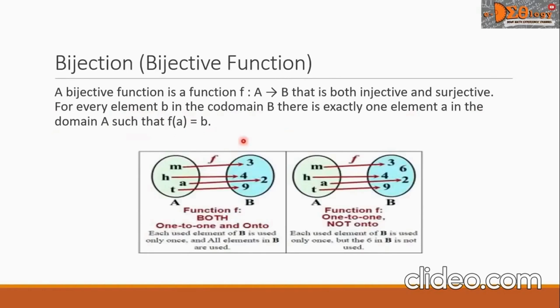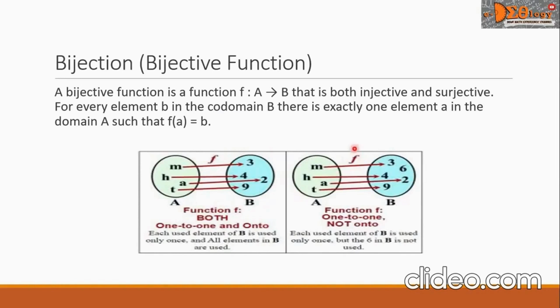For illustrations, I have here again two functions. The first function is 1-to-1 because each element used in group B is used only once. Also, the function is onto because all elements in group B are used. Since this function is both 1-to-1 and onto, we say this function is a bijection.